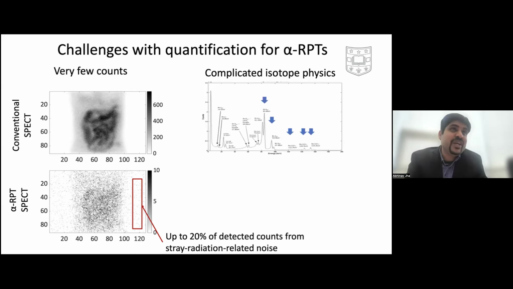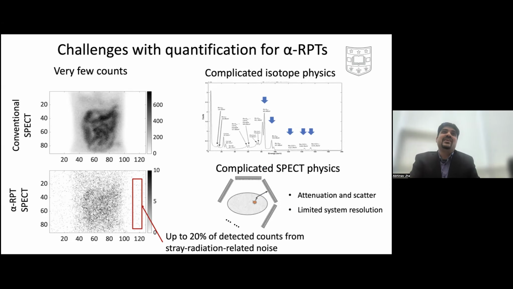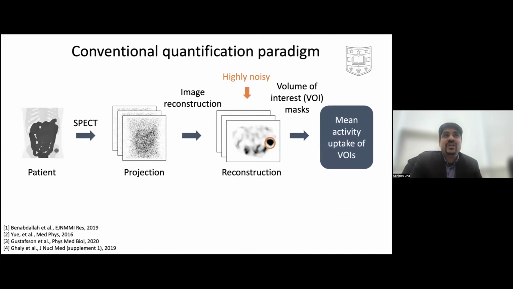Then, of course, there is complicated isotope physics. I don't need to describe any of that to you all. And then, in addition to that, there is complicated SPECT physics. There is attenuation, there is scatter, there is limited system resolution due to the collimator, the detector, and so on. As a result of these challenges, it becomes very difficult to perform quantification. The typical strategies for quantification revolve around taking the projection, doing a reconstruction, and defining some kind of masks on the reconstructed images to quantify activity uptake within some volumes of interest. I'll refer to those as VOIs.